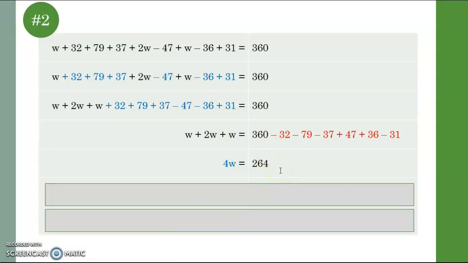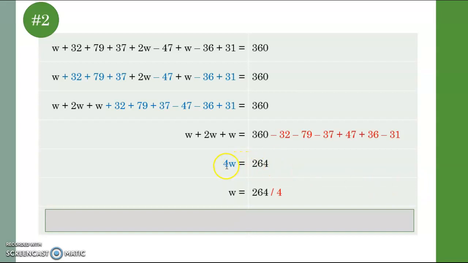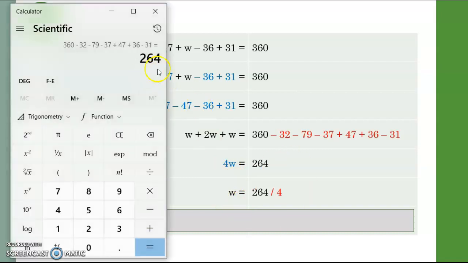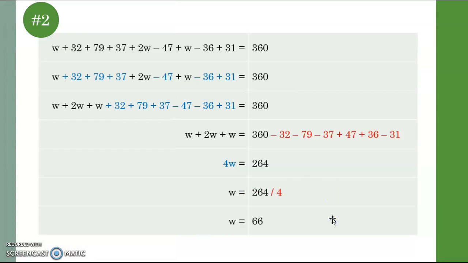Okay, so on the next line here, we have 4W equals 264. We're going to continue performing inverse operations. We've got 4W, that's 4 times W. W is multiplied by 4. The inverse of multiplying by 4 is dividing by 4. Okay, on the left, 4W divided by 4 just gives us W. On the right, grab that calculator again. We still have 264 in the calculator. Let's go ahead and divide that by 4. And that equals 66. So our very last line now, we know that W equals 66.